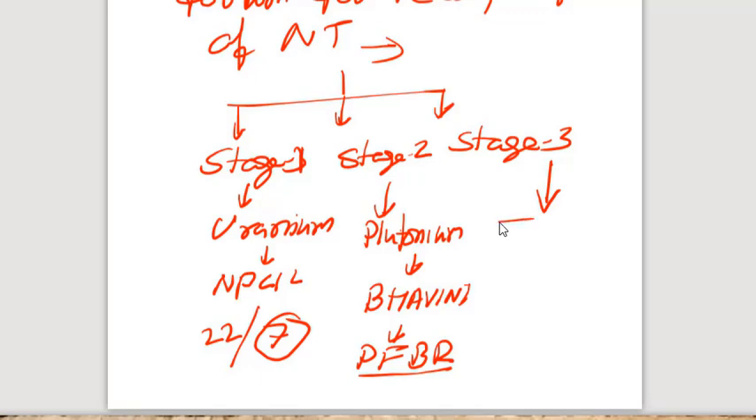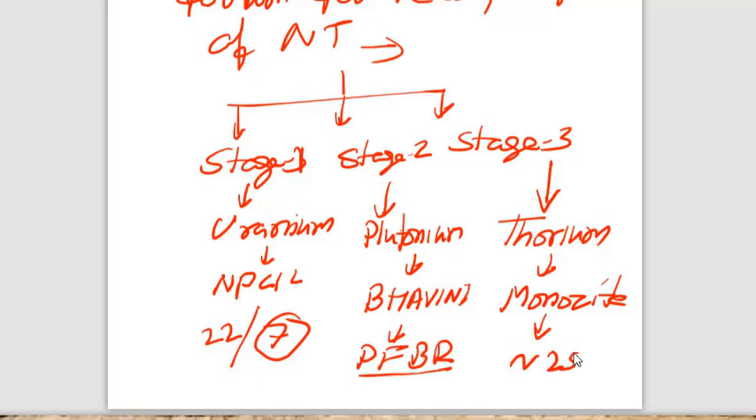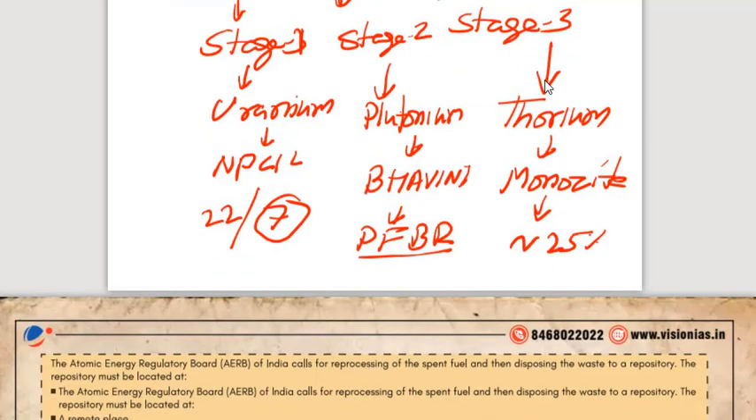Stage 3 is based on thorium. You must know thorium is found in the monazite sand, and India has approximately 25% of the world reserve of thorium or monazite sand. So this is the fuel of the future and has the potential to generate a huge amount of energy.